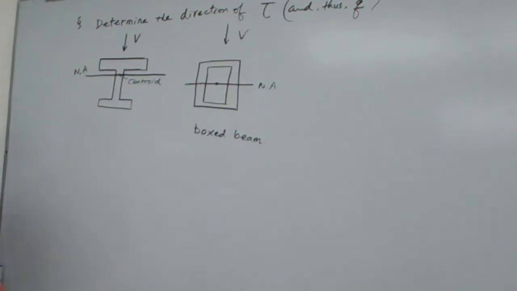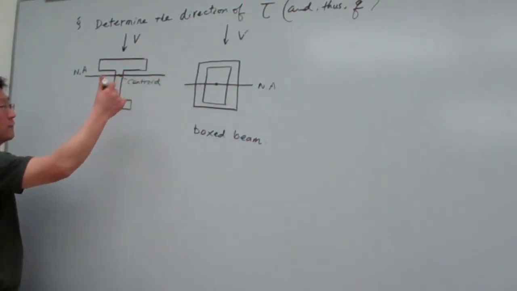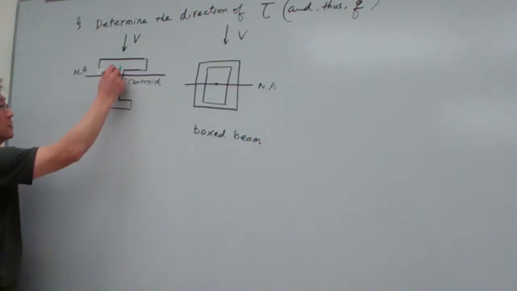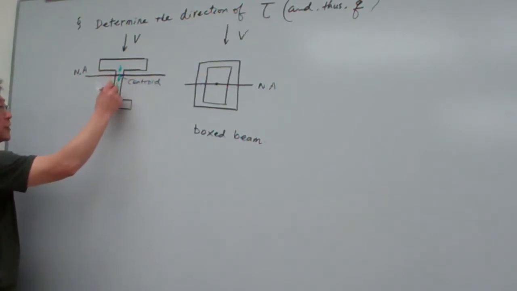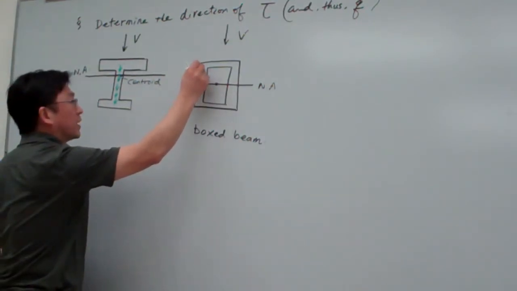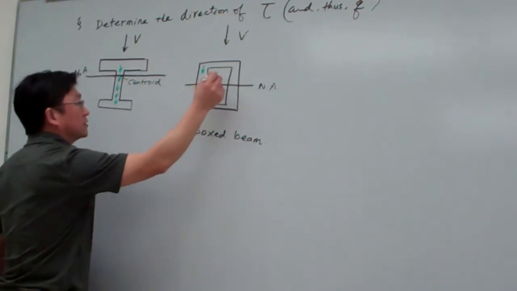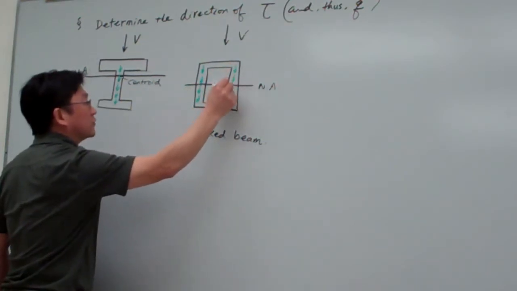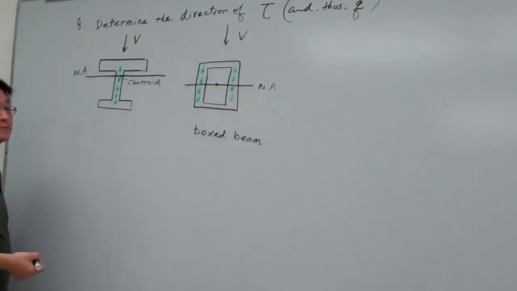Now we come to determine the directions of the shear. In the geometry of the cross section, and in the same direction as the V, the transverse loading, the shear stress is aligned in the same direction. That means on the two sides, the direction of the shear stress or shear flow will be in this way.